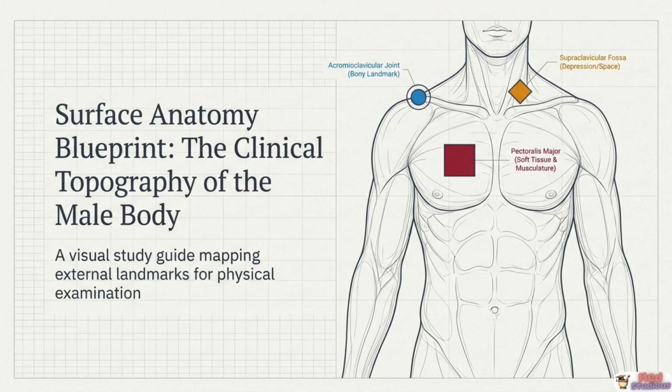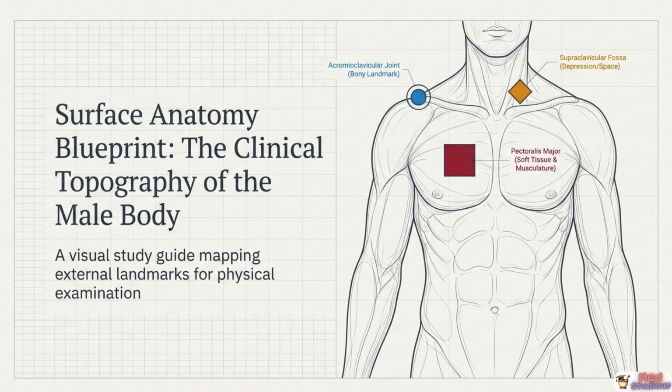Welcome to Studious. In this video, we present a complete surface anatomy blueprint of the male body, a visual study guide that maps every major external landmark used during physical examination. Surface anatomy is the first tool a clinician reaches for before any imaging, any blood test, or any procedure. It gives trained hands and eyes a map of what lies beneath the skin.